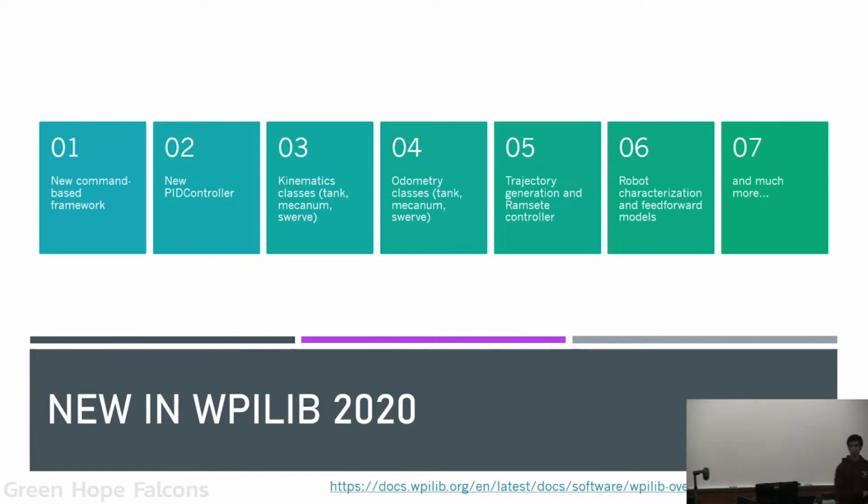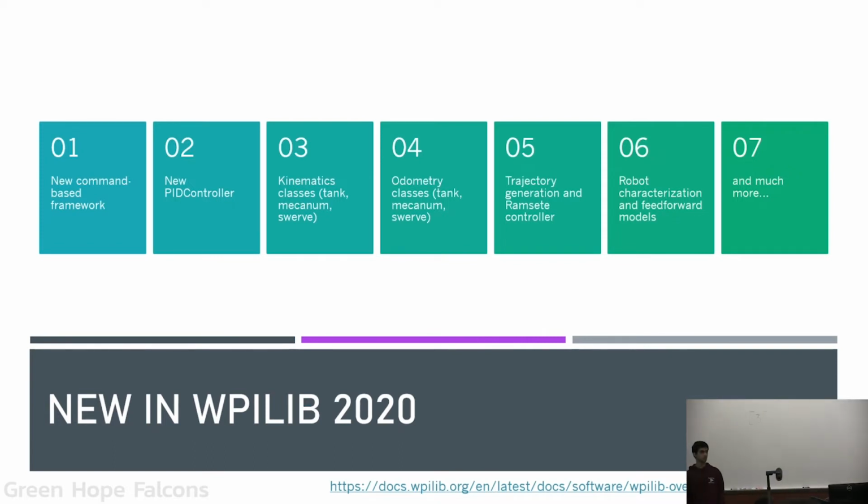So let's talk about what's new. We have a new command-based framework, so it's a lot cleaner this year. There's a new PID controller. Teams in the past have complained about it being hard to use, so it's a lot easier to use now. We have new kinematics and odometry classes. We'll talk about what that means in a few minutes. There's brand new trajectory generation code.